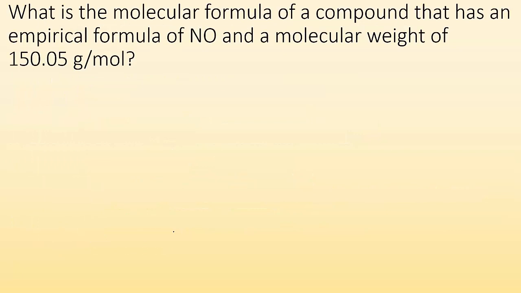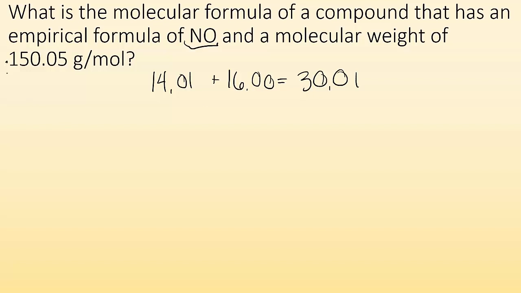So let's take a look at a problem. It says, what is the molecular formula of a compound that has an empirical formula of NO and a molecular weight of 150.05 grams per mole? The first thing that you're going to have to do is figure out, well, what is the formula weight for NO? So I look up nitrogen. It's 14.01. And oxygen is 16.00, so I get a formula weight of 30.01.